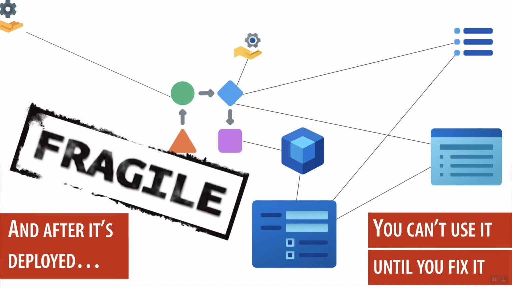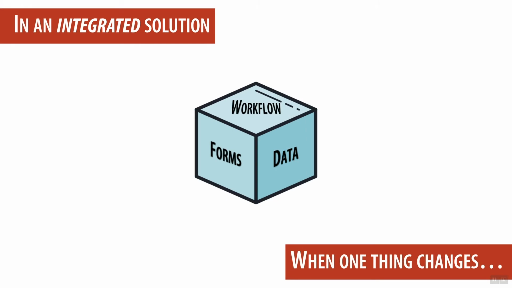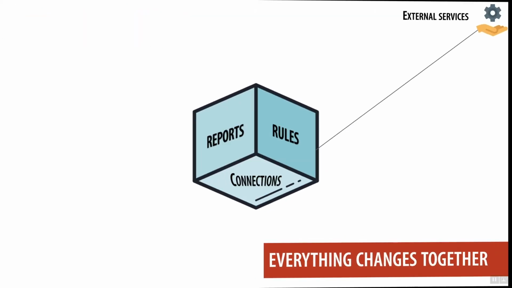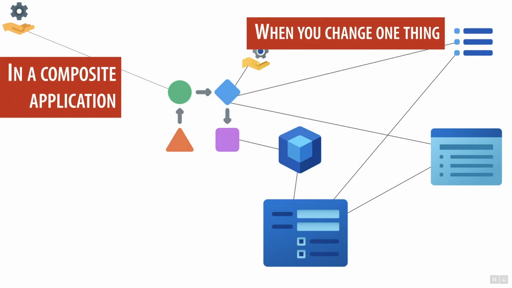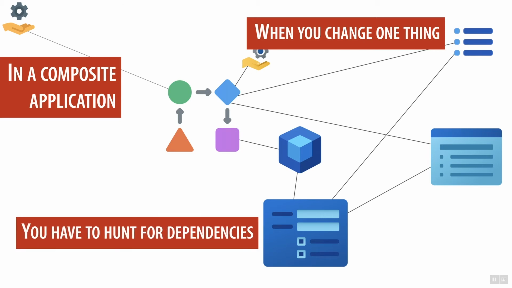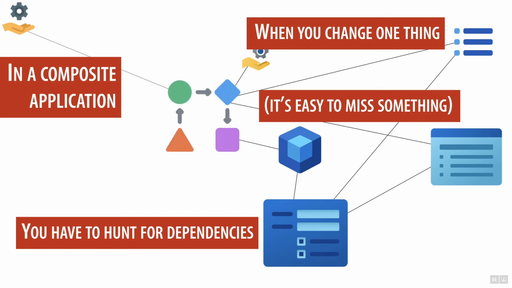And it's not just about the initial deployment. Think about changes to applications. In an integrated solution, when one thing changes, everything changes together because it is one interconnected thing. But in a composite application, it's a little bit different. When you change one thing, you need to hunt for the dependencies that might be affected by it. And if you're plugged in or you keep good records, well, great, but more often than not, it's really easy to miss something and forget to fix it to match.